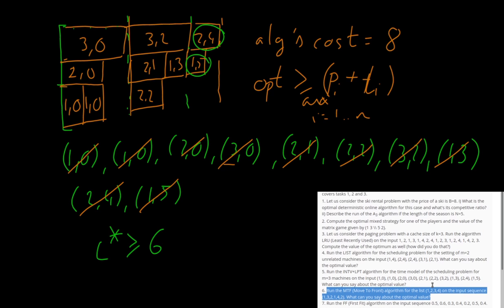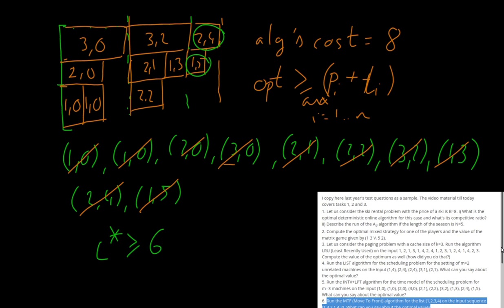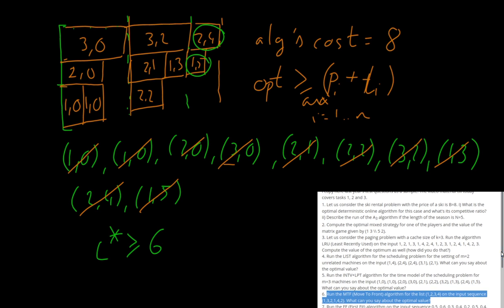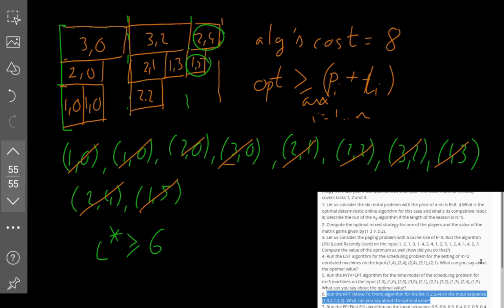So let's just run the algorithm MTF, which is move to front, on this input. So that's the next task. Move to front on, say, the input sequence 1, 3, 2, 1, 4, 2. Okay, so the move to front algorithm, this is about the list access problem.